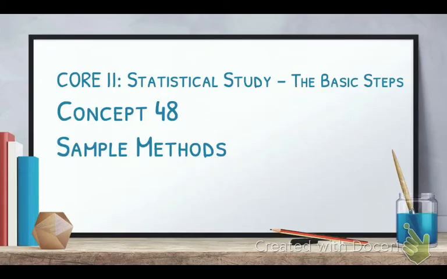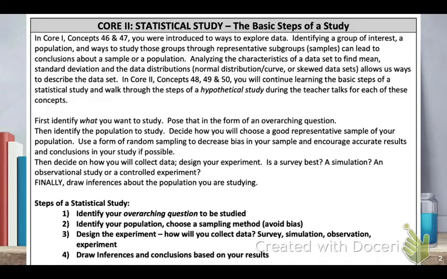Algebra 2, Unit 10. Let's look at Core 2, Statistical Study, the Basic Steps, and let's explore sample methods. So in Core 1, Concepts 46 and 47, you were introduced to ways to explore data, identifying a group of interest, a population, and ways to study those groups through representative subgroups, samples, can lead to conclusions about a sample or a population. Analyzing the characteristics of a data set to find the mean, standard deviation, and the data dispersions, like normal distribution curve or skewed data sets, allows an exploration of the data set.